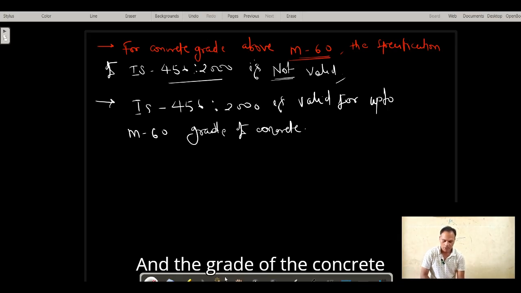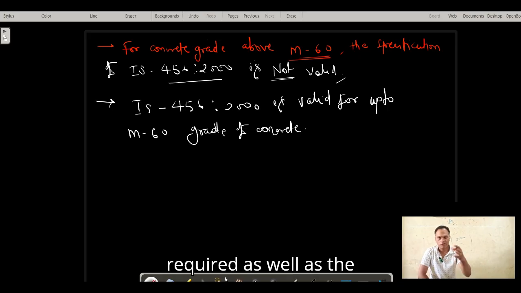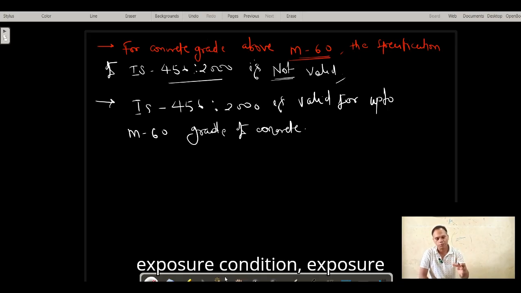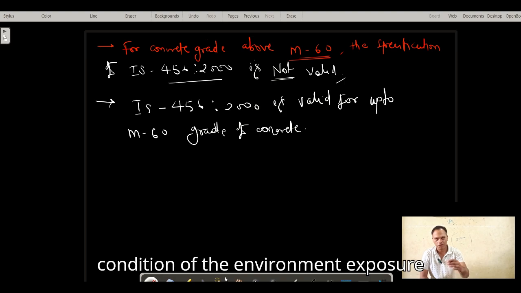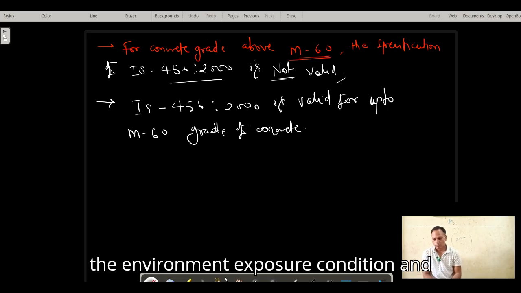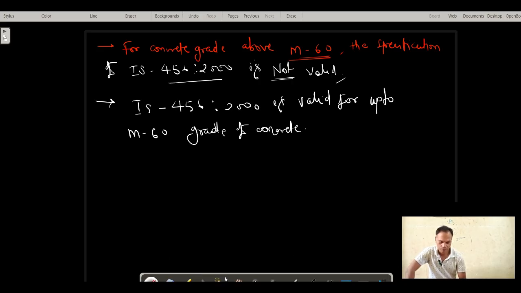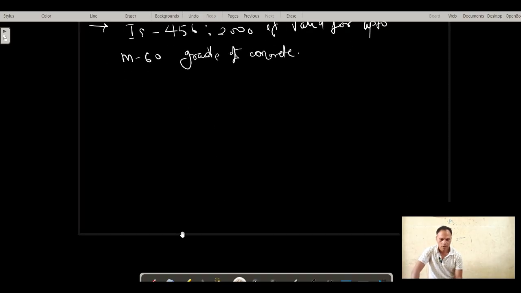And the grade of the concrete used on site depends on the strength required as well as the exposure condition of the environment. So the environment, exposure condition, and the durability we need for the structure. Let me add the new page.